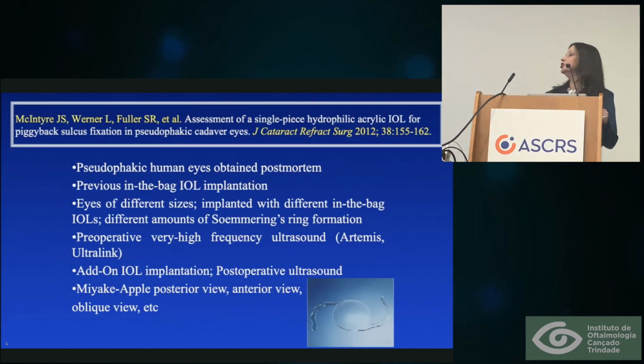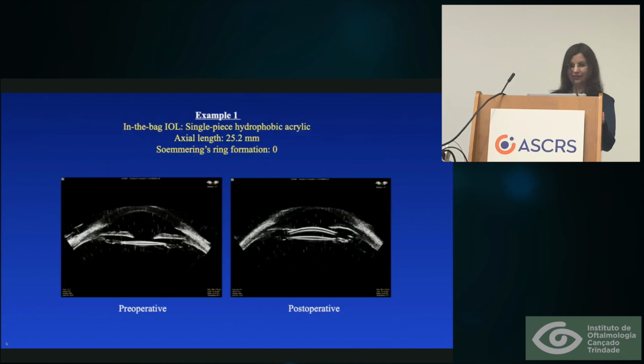We had the opportunity to analyze the design of the Sulcoflex lens in a cadaver eye study. We had pseudophakic human eyes obtained post-mortem with an IOL in the bag. The eyes had different sizes, were implanted with different lenses in the bag, and had different amounts of Soemmering ring formation. We analyzed them with high-frequency ultrasound before and after add-on IOL implantation, and we also used some views like the Miyake view to analyze the fitting of the add-on intraocular lens. So this is just one of the examples.